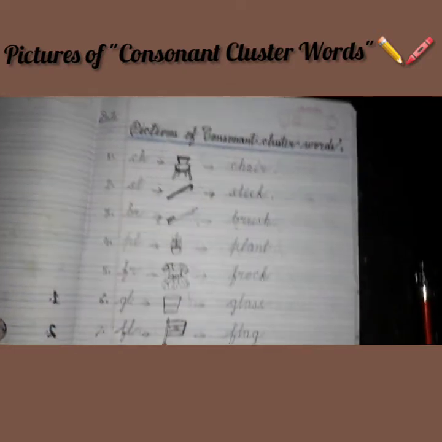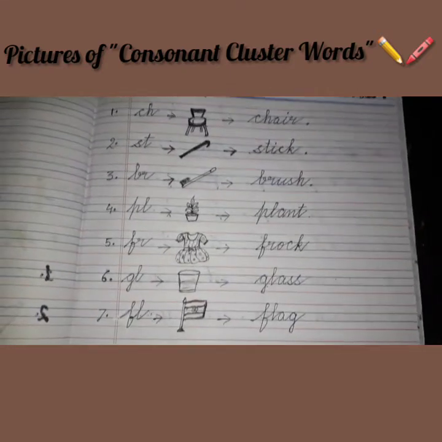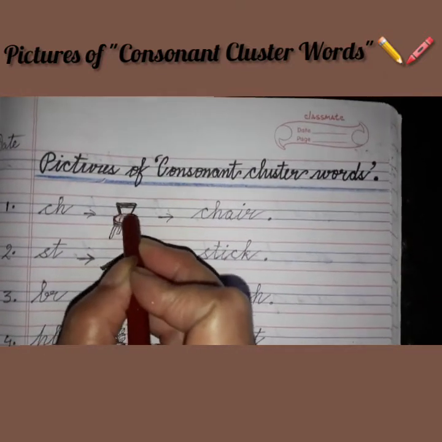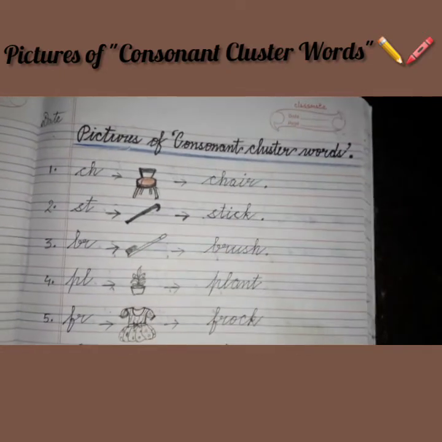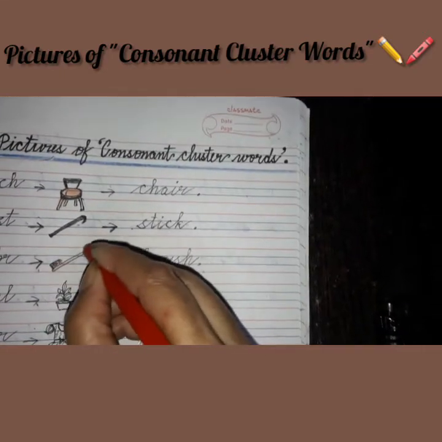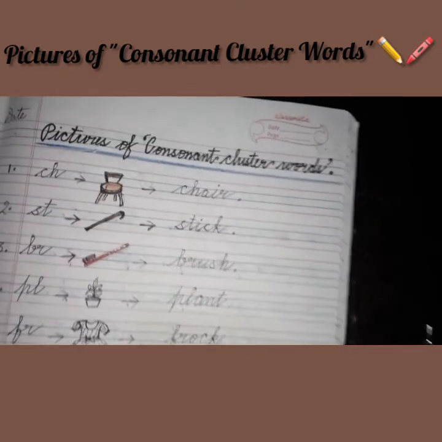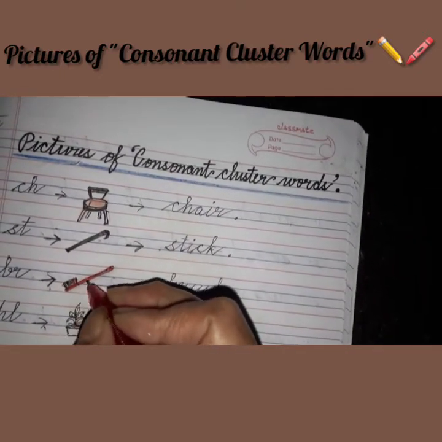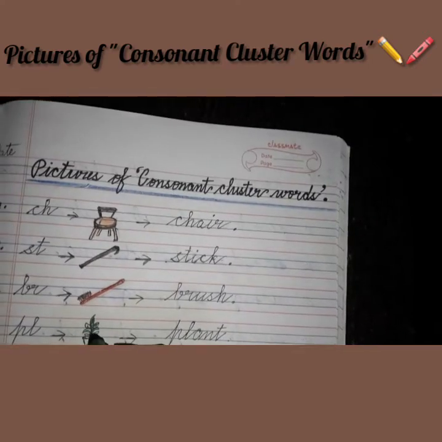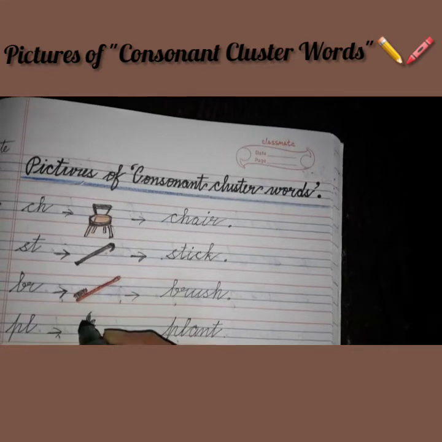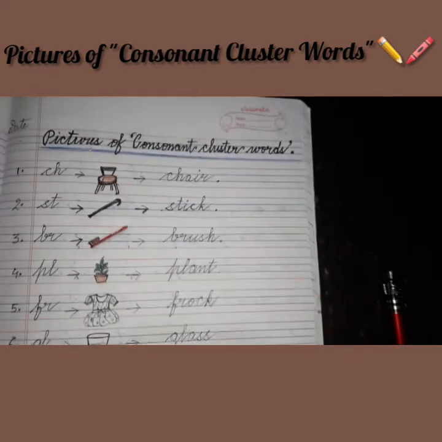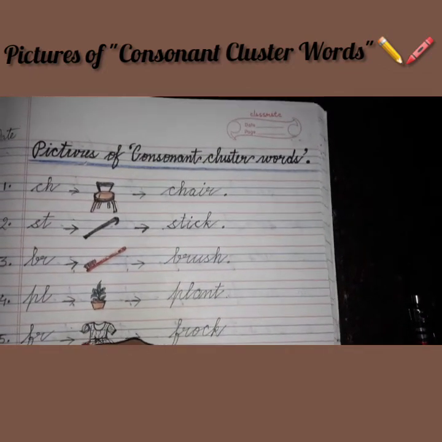Now I will color all the pictures. Now I am coloring this chair here with brown color. The stick is already black, so I am leaving it like this. Fill your favorite color in this toothbrush. My favorite is red, so I am coloring the toothbrush with red. Okay. Now coloring this plant with green. Okay. Coloring this frog with pink.